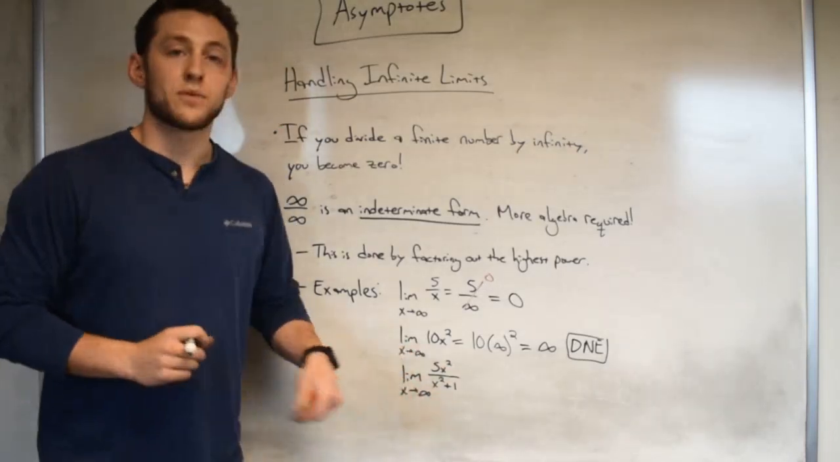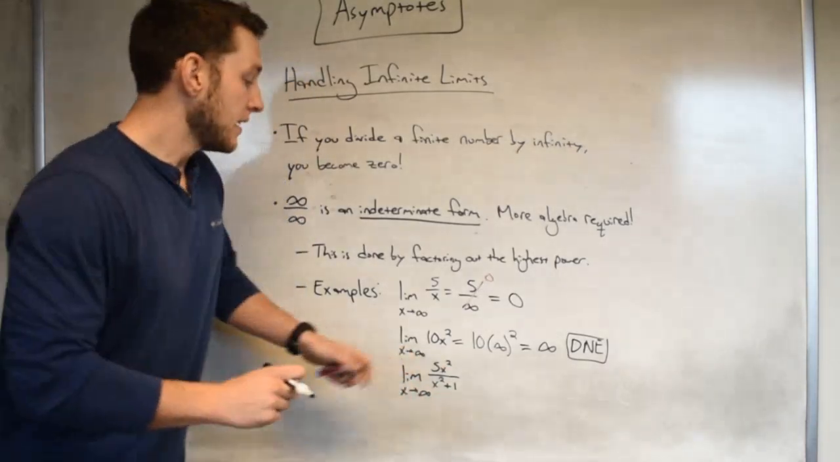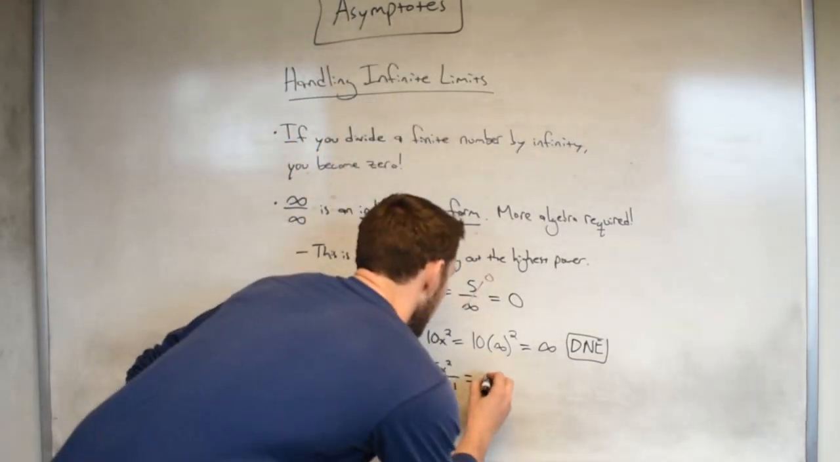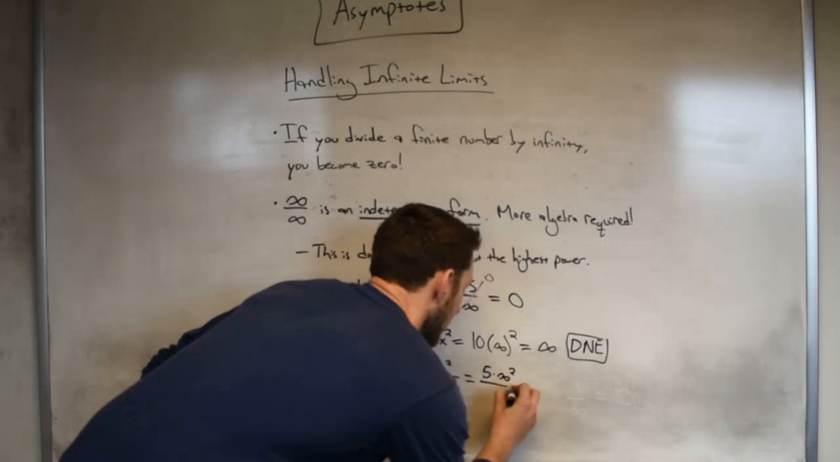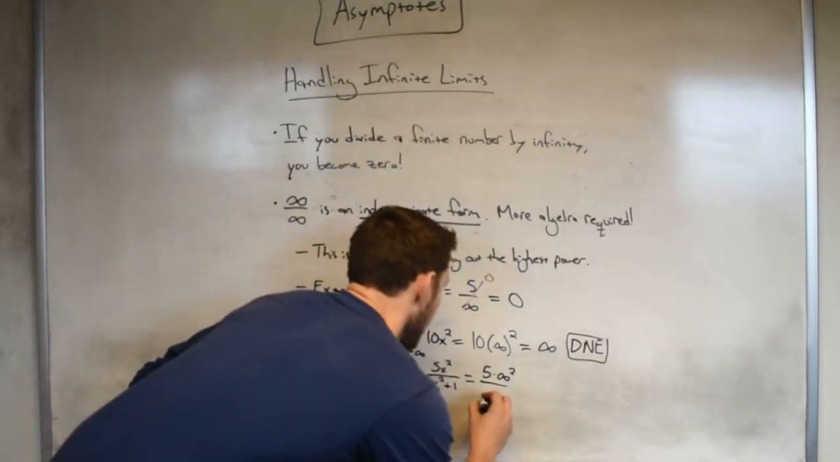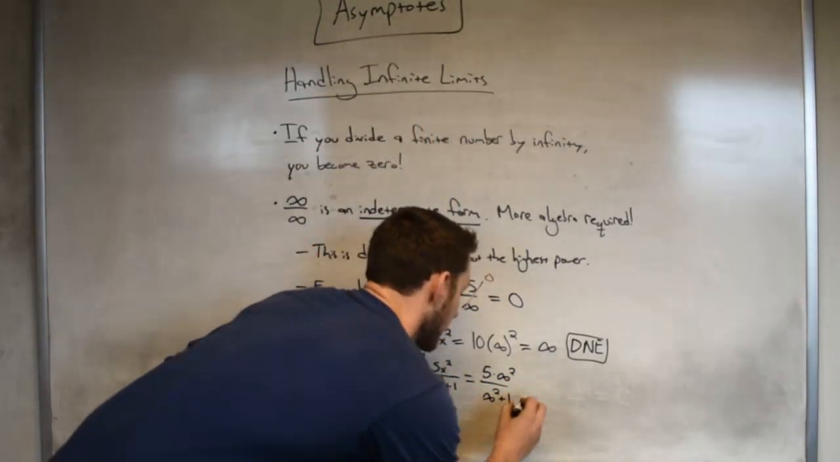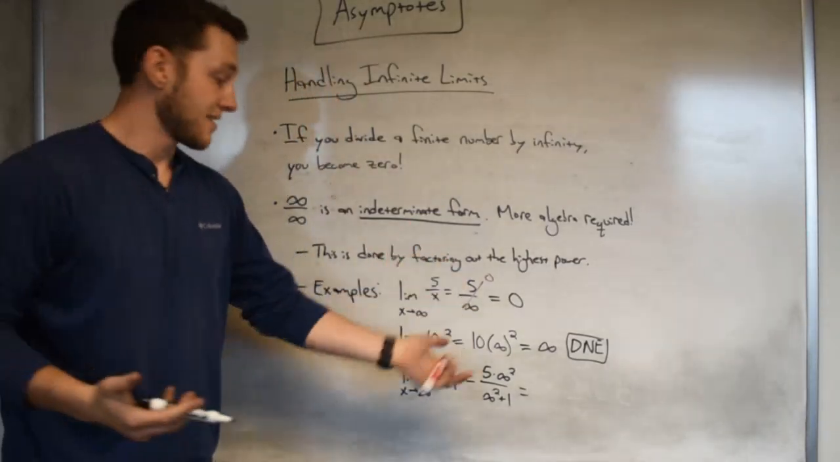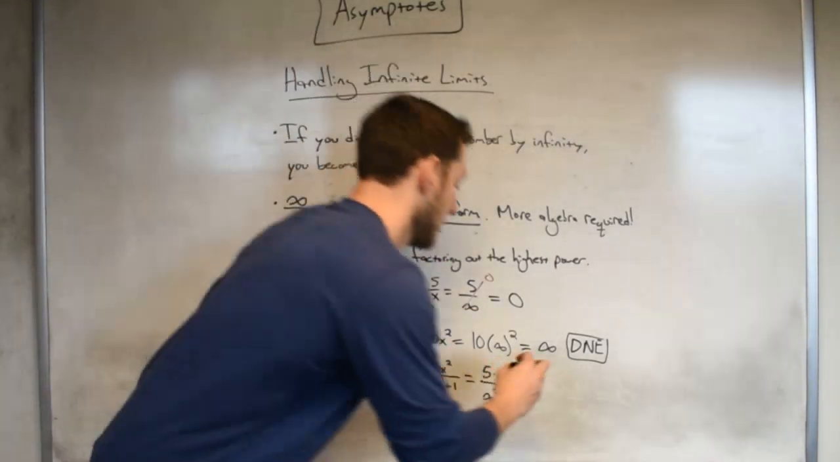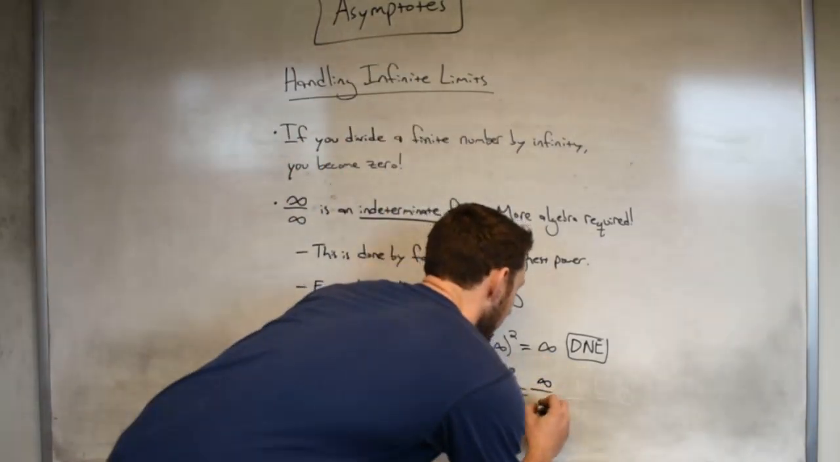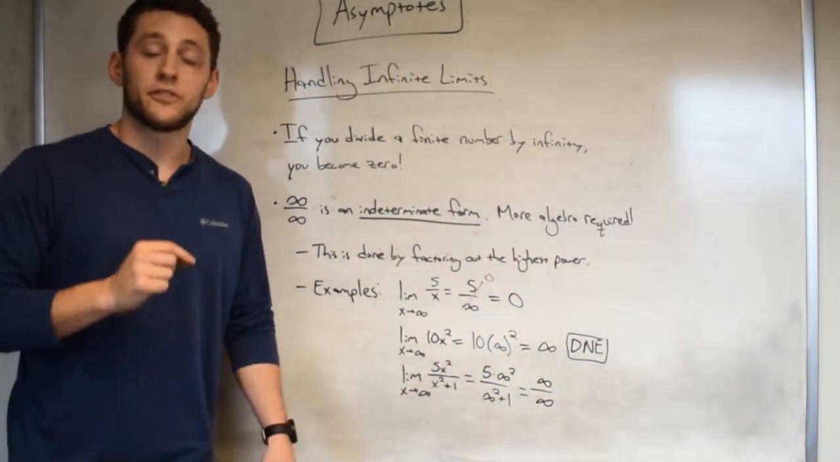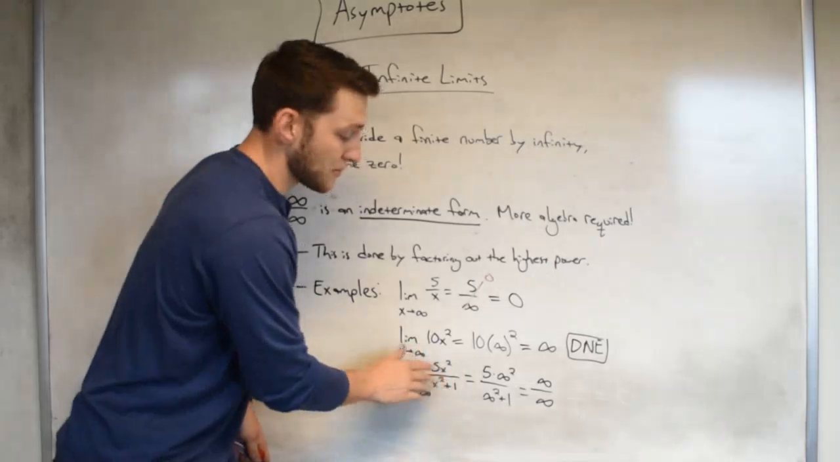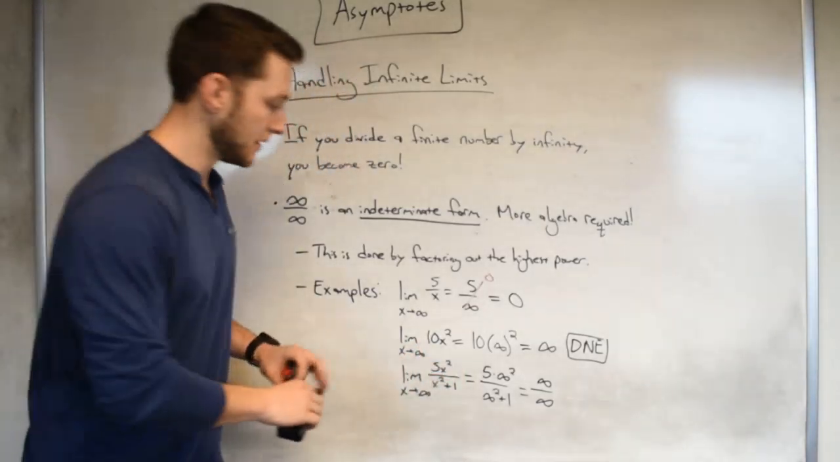Last but not least, let's try 5x squared divided by x squared plus 1, taking the limit of that function as we approach infinity. If I were to plug in infinity, I would get 5 times infinity squared divided by infinity squared plus 1. Which, because infinities ain't getting smaller, we would have infinity over infinity. This is an indeterminate form, meaning more algebra is required before we can evaluate.